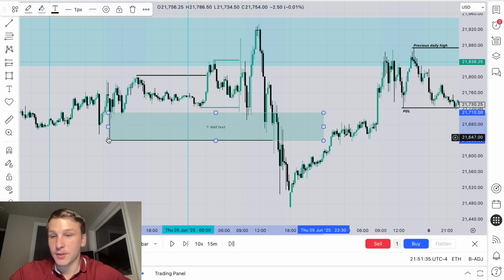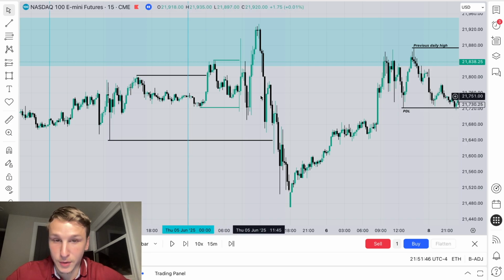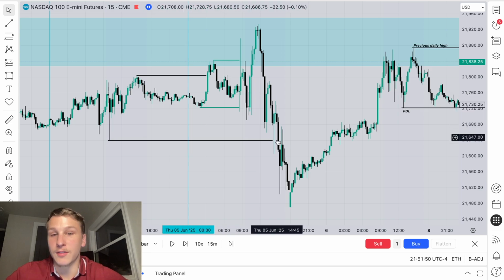A very obviously large wick. Okay, when I say a large wick, take note of the word obvious. It has to be obviously long. Okay? Previous session low once again smashed in this example.